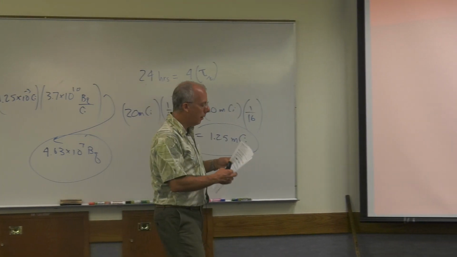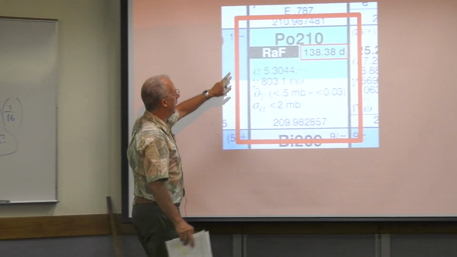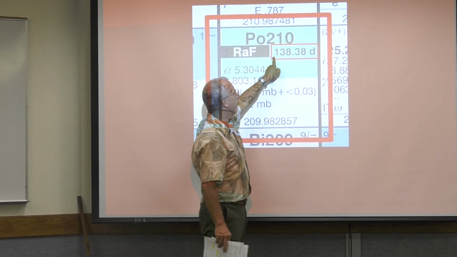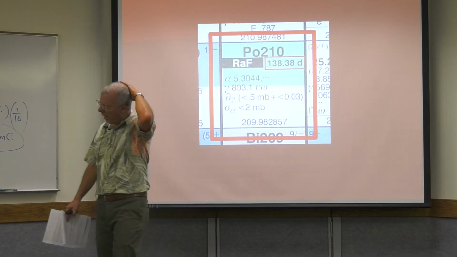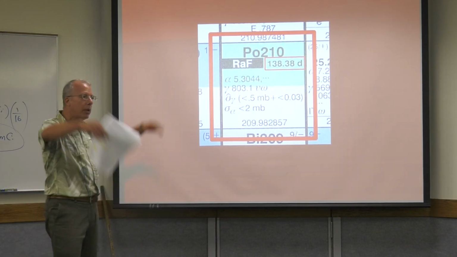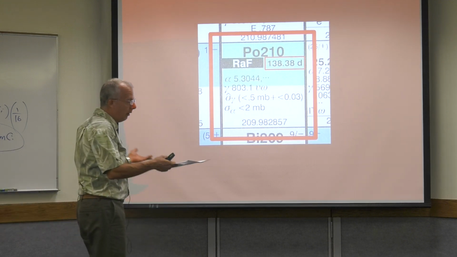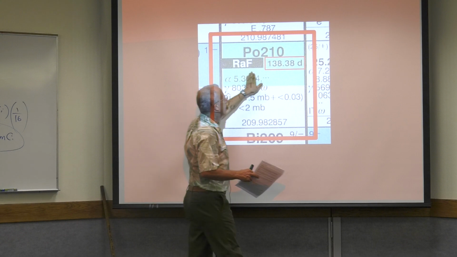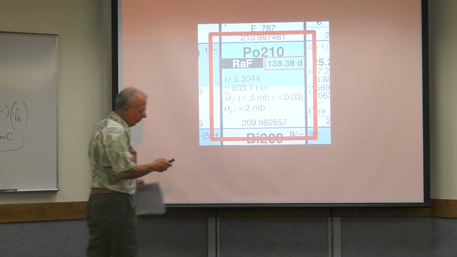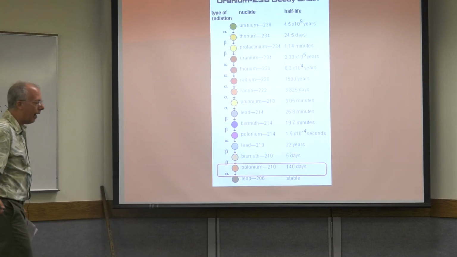All right, now let's look at polonium. Polonium-210. The half-life is 138.38 days. So you think, wow, 138 days, it should all be gone, right? I mean, golly, the Earth's been around much longer than that, so why do we have any polonium? It should be all gone. Well, here's why we still have it.